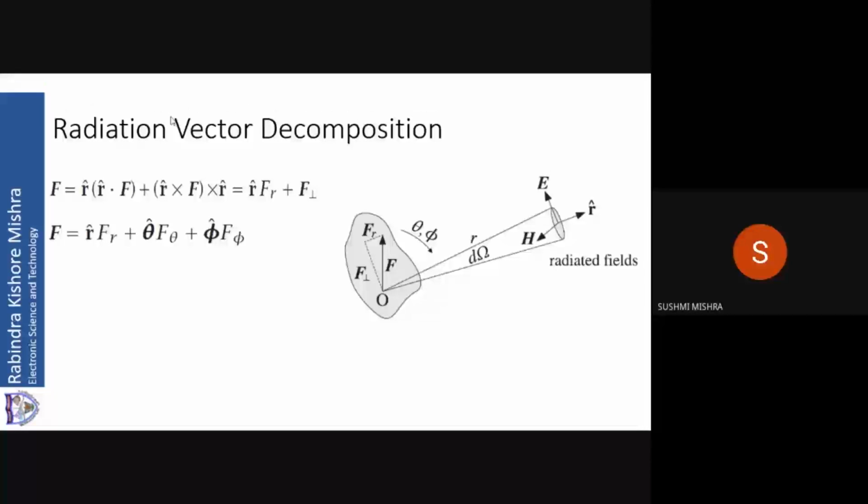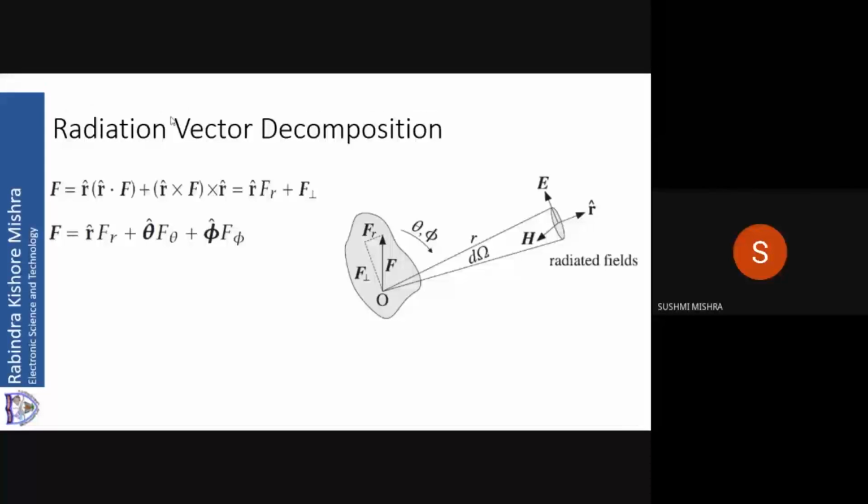Now when we do this, look at the first term, it has r cap component. So the first term is along the r vector or along the radius. So it is radial. So the radial component for the F is given by the first term, that is r cap Fr. The second term is a cross product with r cap, which will be perpendicular to r cap. Therefore, the second term is F perpendicular.